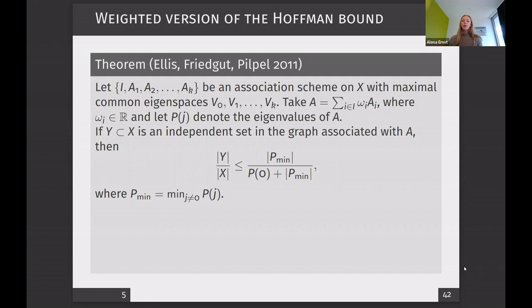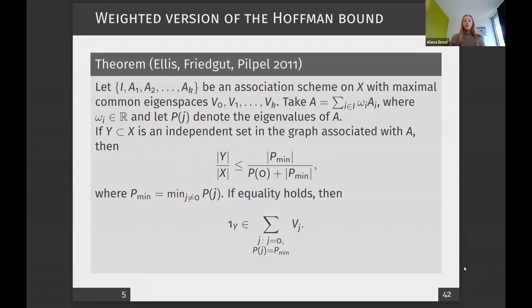And it also characterizes the extremal case, namely, if equality holds, then the characteristic vector of this independent set lies in the eigenspaces corresponding, or in the sum of the eigenspaces corresponding, to the trivial one or the minimal eigenvalue. Okay. Yeah, so how do we apply this theorem?